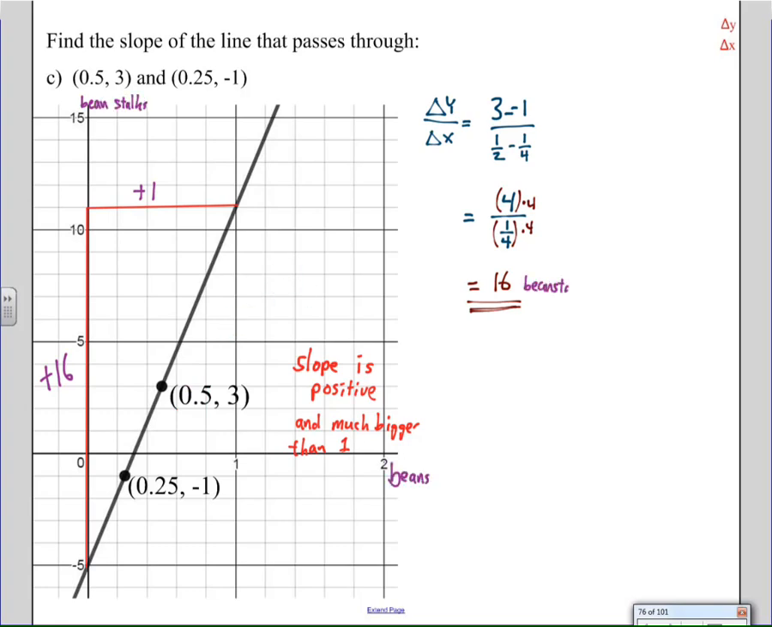Don't forget that we could also use a context here just so we know what 16 is actually meaning. This time I use beanstalks and beans, so if we increase the number of beans, it's going to increase the number of beanstalks. This makes no sense, of course, but at least the idea is we have 16 beanstalks for every bean. These are very, very fertile magic beans.